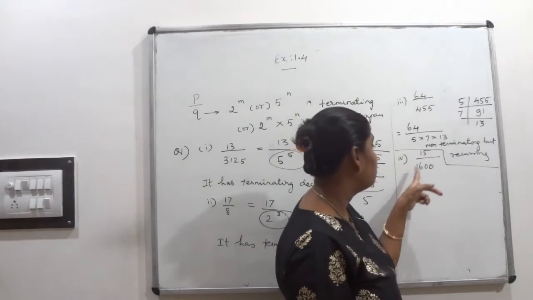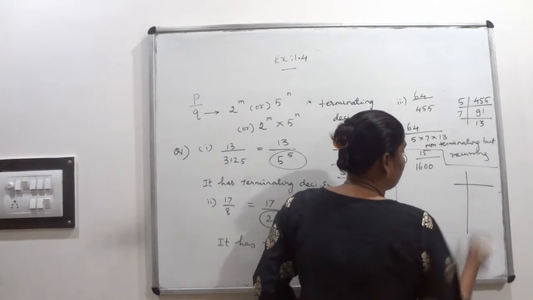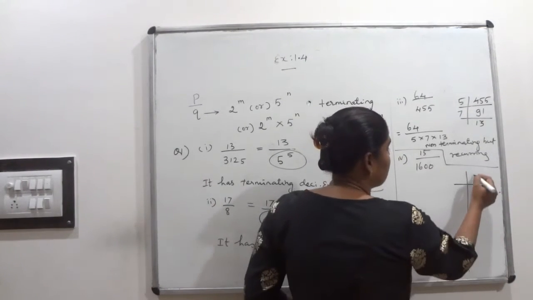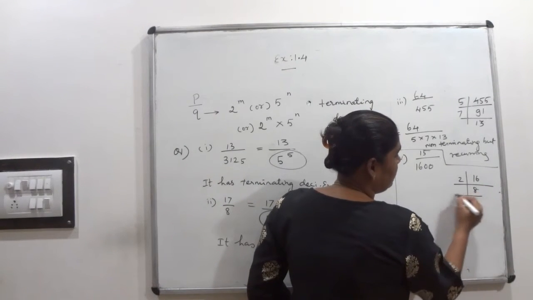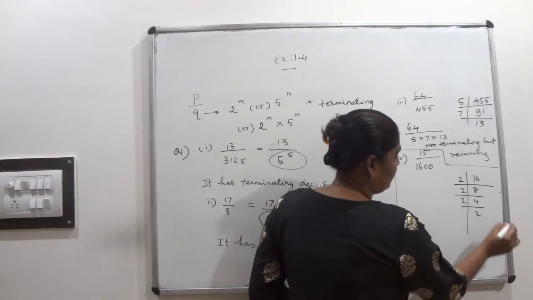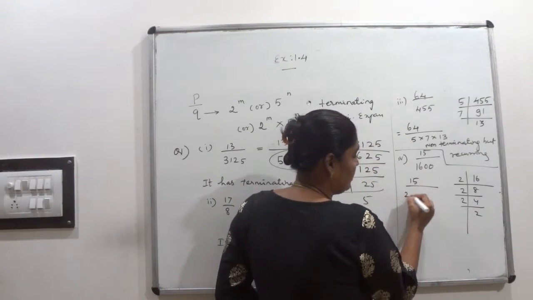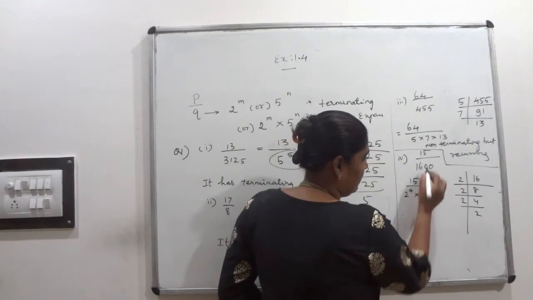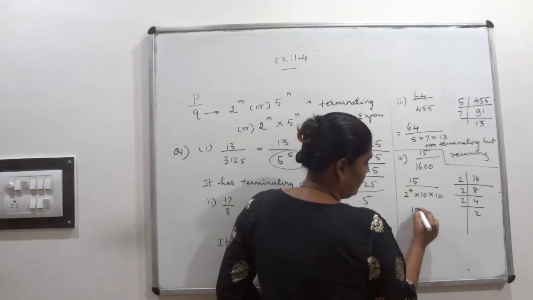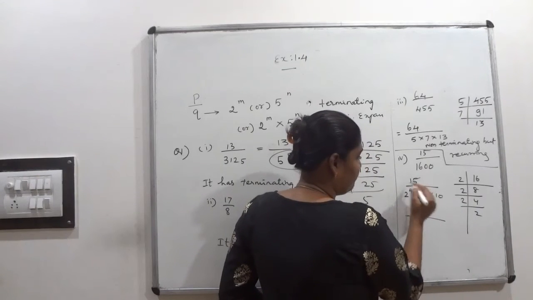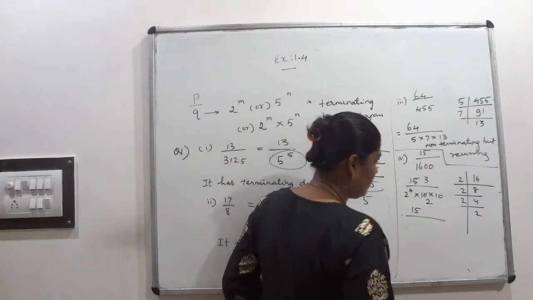Fourth part, 15 upon 1600. Write the prime factors for 16 first. This can be divisible by 2, 8, 2, 4, 2, 2. So we can write 16 as 2 power 4, and 100 we can write as 10 into 10. Yes, 15 and 10 we can cut it, by 5. This is by 2 times and this is by 3 times.